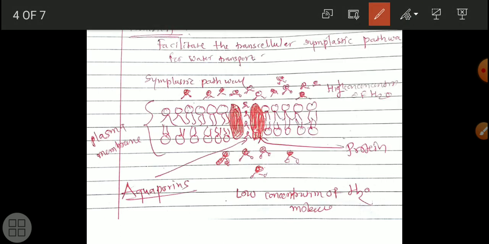Again I will give you an idea. These are two proteins through which the water molecule tries to come inside. The symplastic pathway is there, through which water molecules enter the cells. There is a low concentration of water molecules inside and a high concentration outside, so the entry is by diffusion: the movement of molecules from higher concentration to lower concentration.